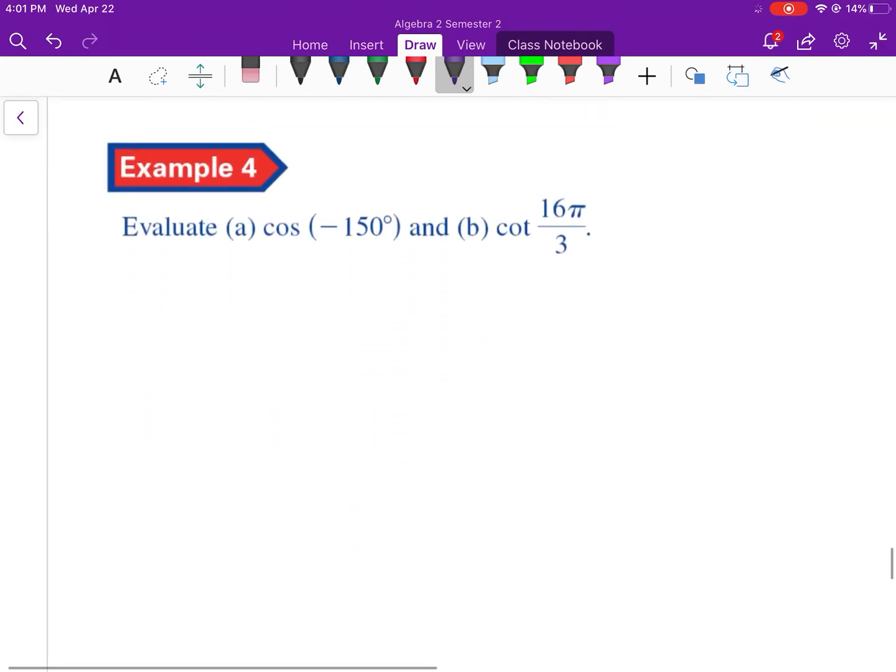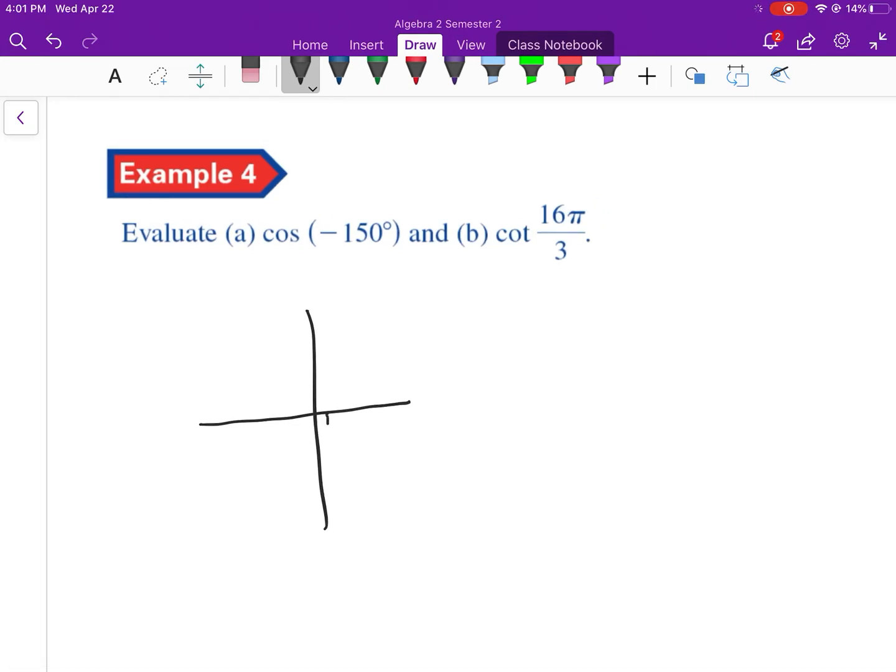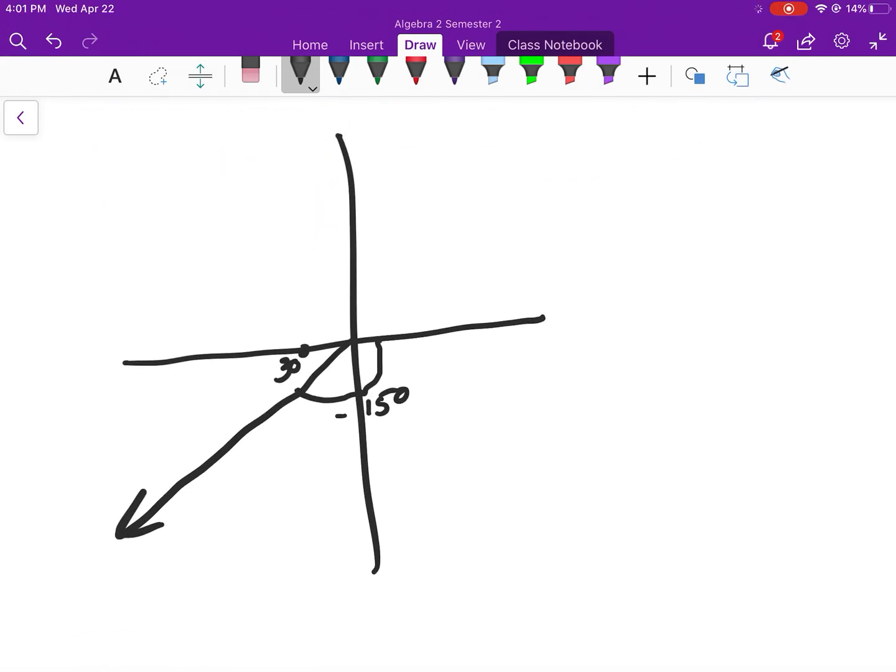Okay, so I'll do a couple examples. So cosine of negative 150. First thing we need to do is sketch that angle. Now remember, negative 150 means we're going clockwise, so negative 90 plus another 60, meaning right here would be a 30-degree angle. Because when you start using reference angles, it's always the positive. So we created a 30-degree angle, and we're going to create a right triangle by drawing that altitude up to the x-axis.